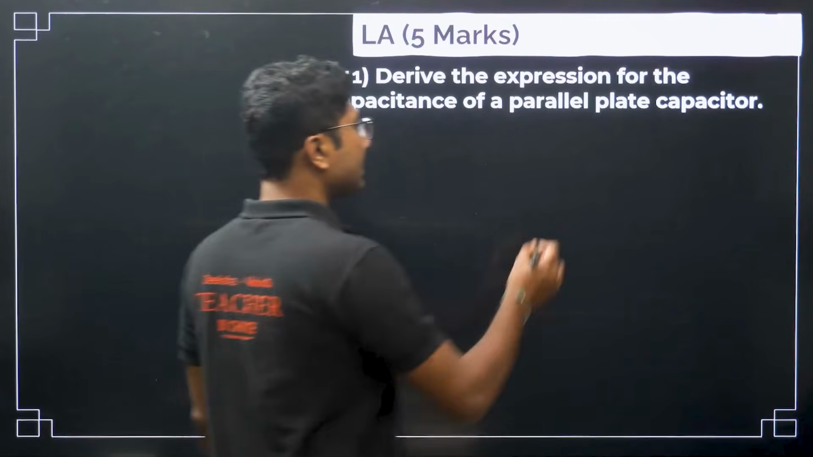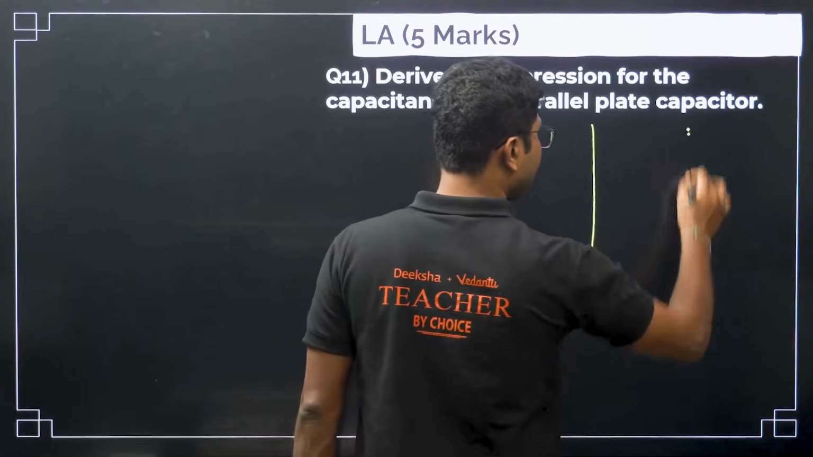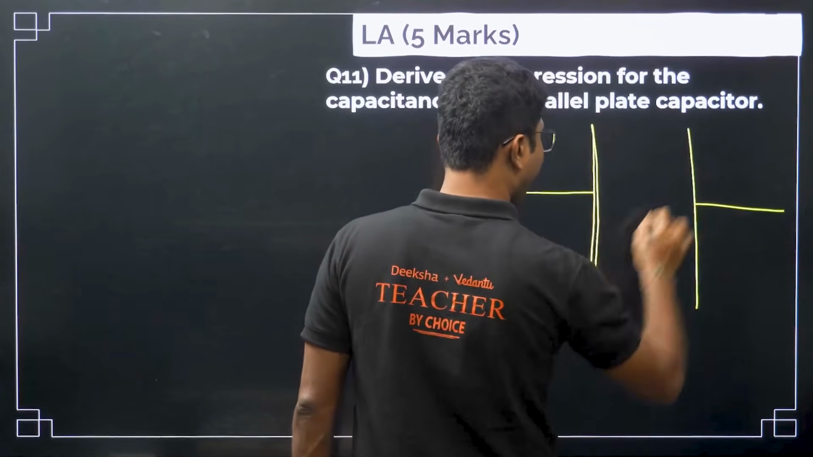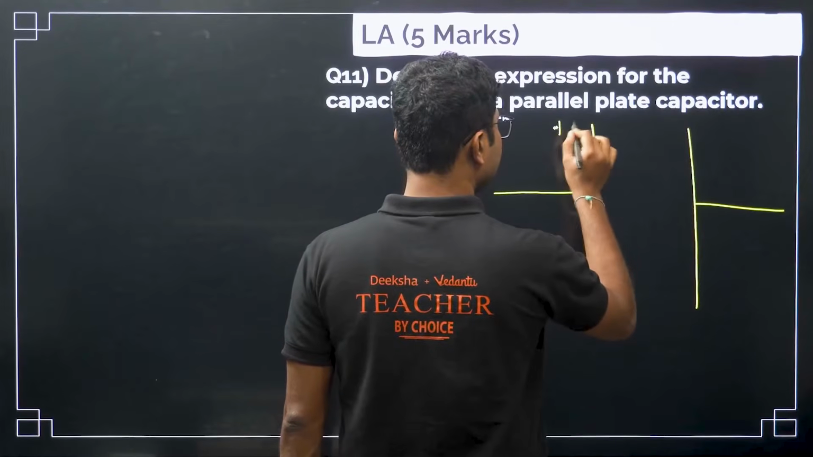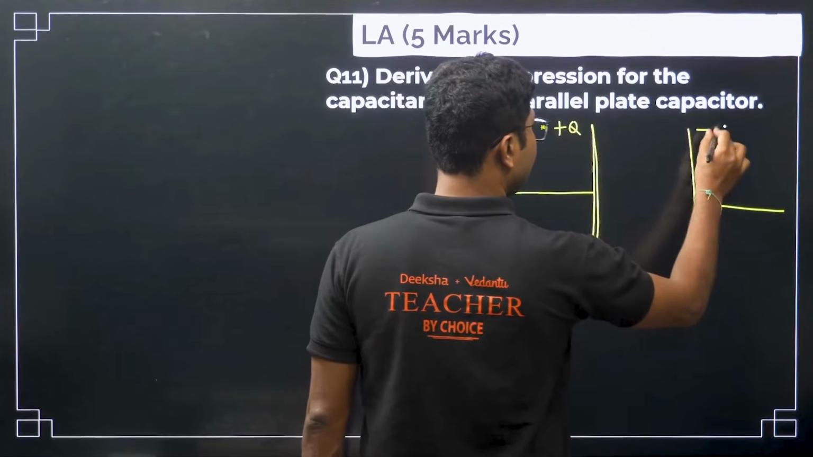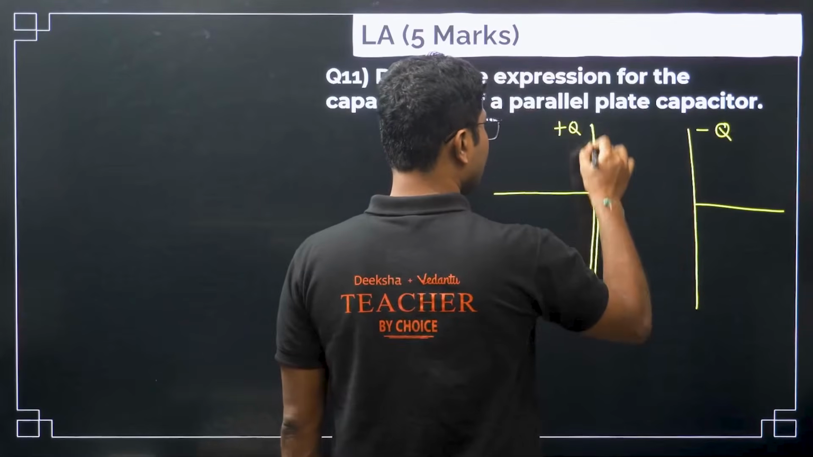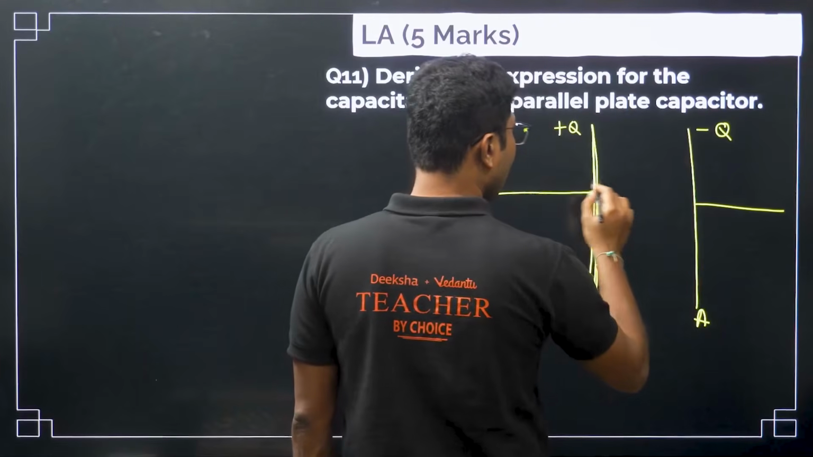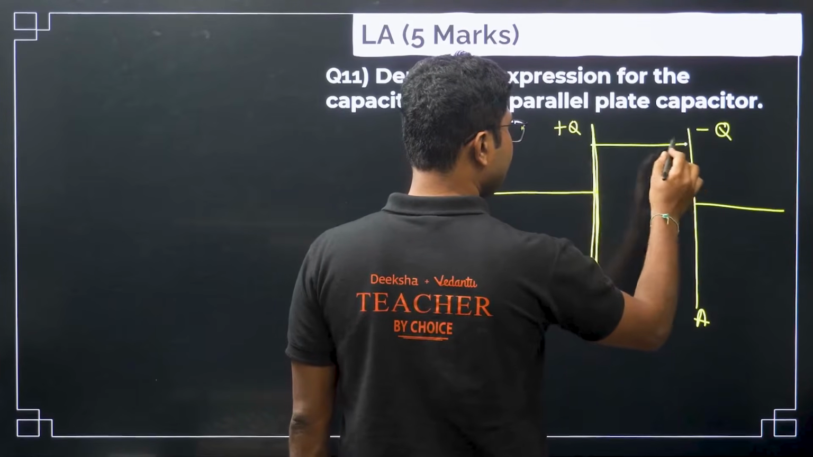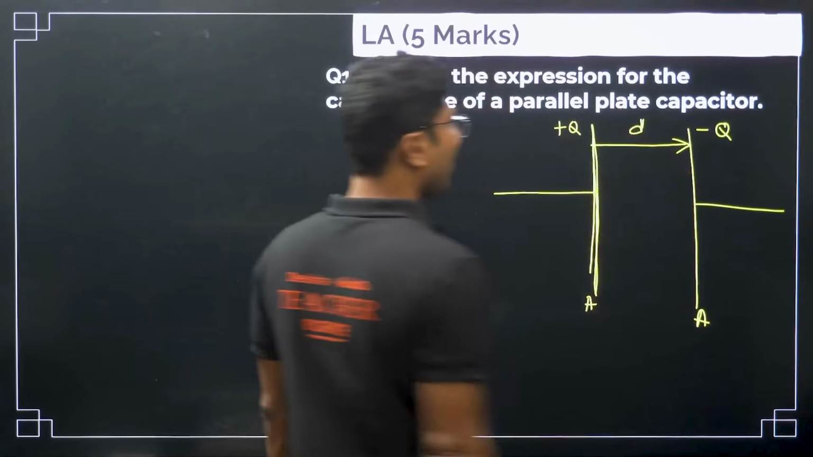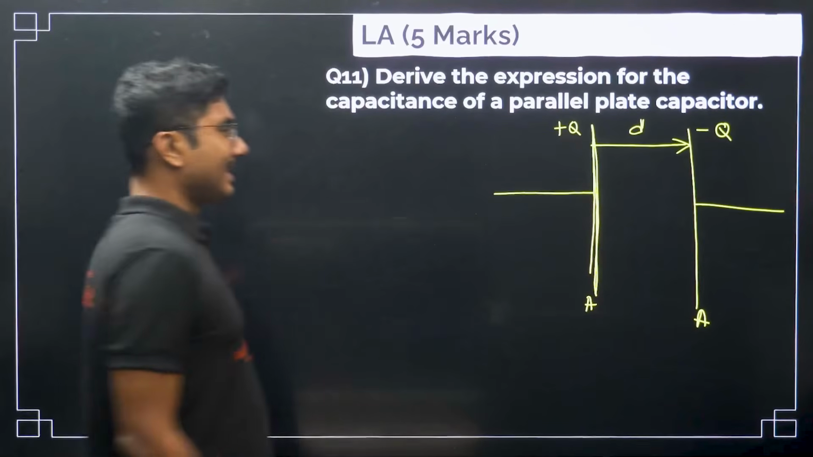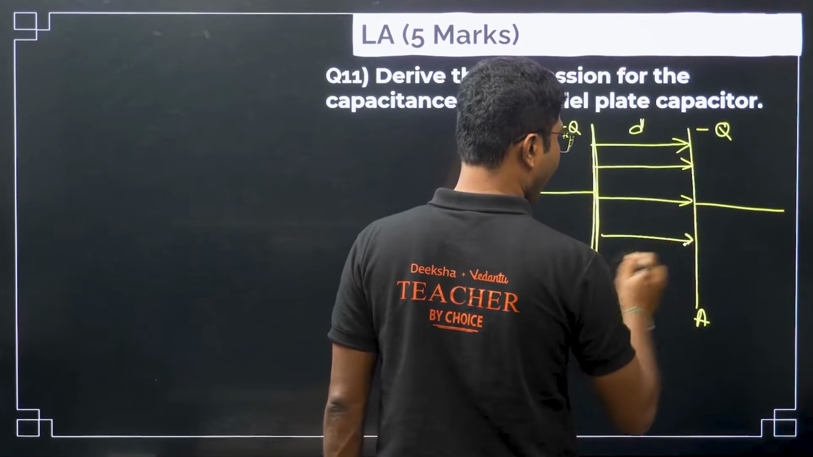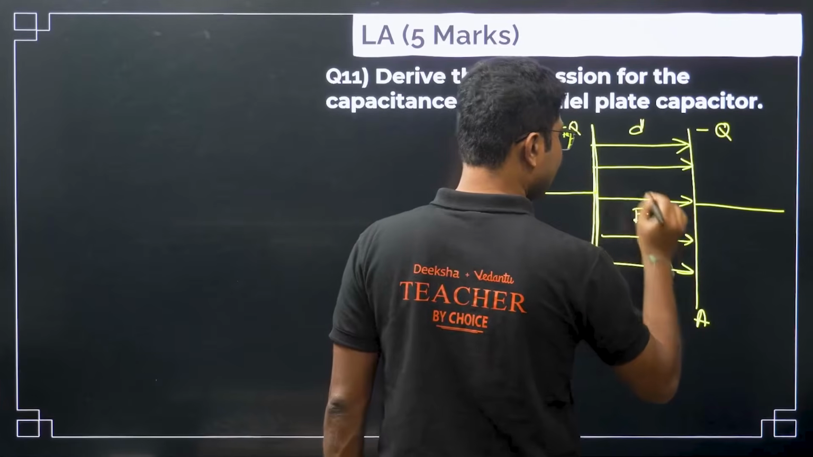So parallel plate capacitor, suppose we have parallel plates. Charge on this is plus Q, this is minus Q. The area of each plate is A. The distance between the plates is D, and there is an electric field generated between the plates. Say this electric field is E.